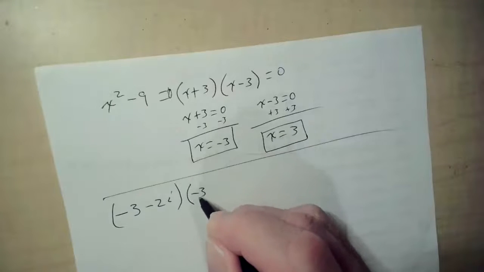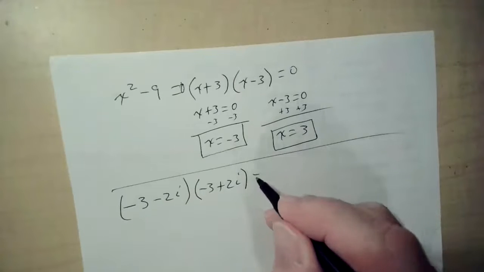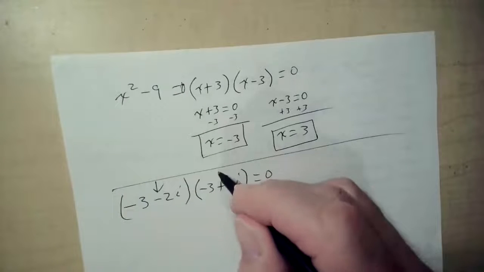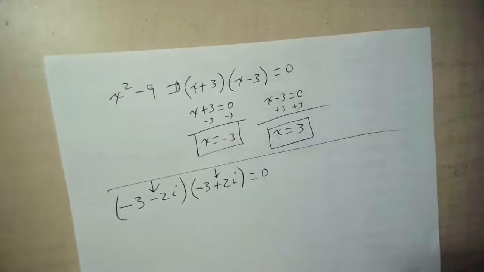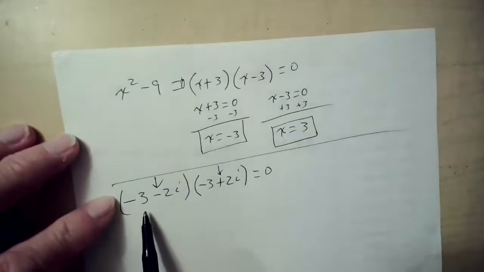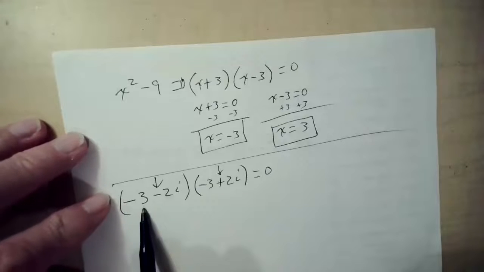-3 minus 2i. Let me just do this one and then I'll let you go. Times -3 plus 2i. What is this? A conjugate. Excellent. It's a conjugate. Same numbers. The only difference is this one's negative and this one's positive.